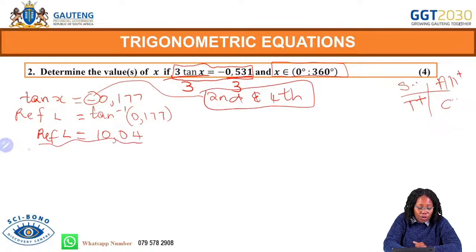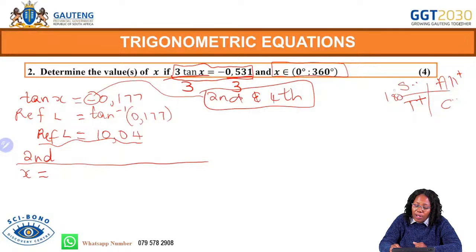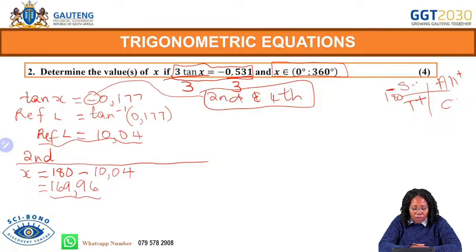To find your solution, you must solve this in the second quadrant. In the second quadrant, it's where we are having our X, which is the angle we are solving. Second quadrant is the reduction 180 minus. That means it will be 180 minus the reference angle 10,04. And then this will give us 169,96. That is our angle in quadrant 2. This is in degrees.